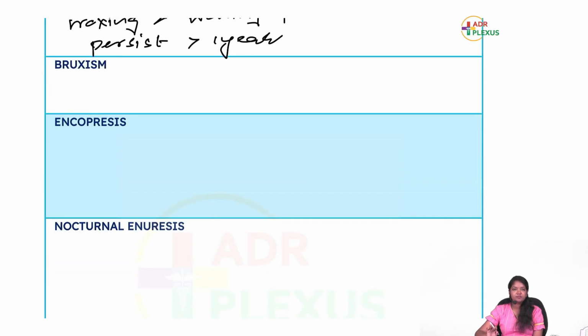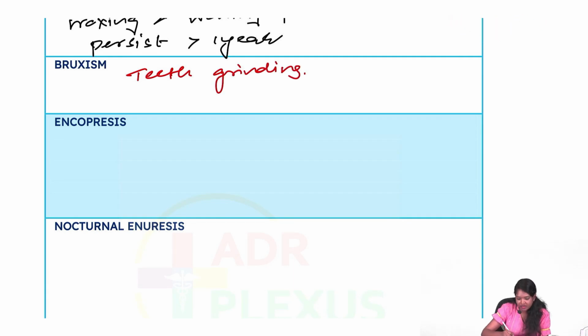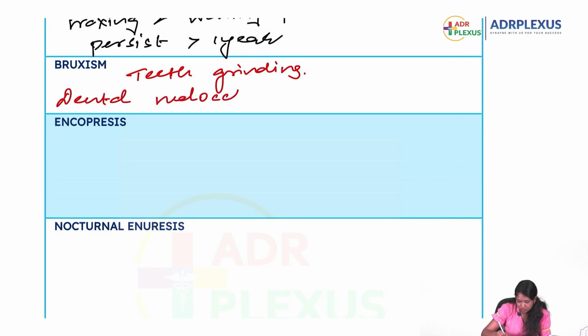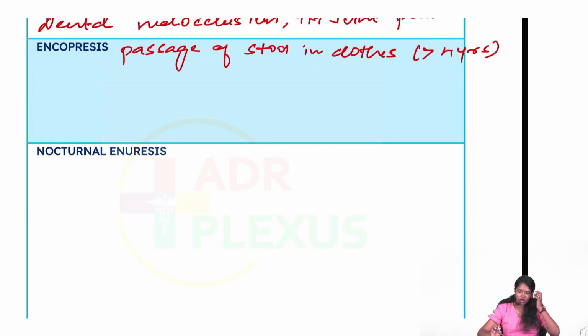Yes. What is bruxism? Teeth grinding is bruxism. Because of bruxism, you can have dental malocclusion and you can have TM joint problems. Okay. So, encopresis is passage of stool in clothes, involuntary, in a child more than 4 years of age.